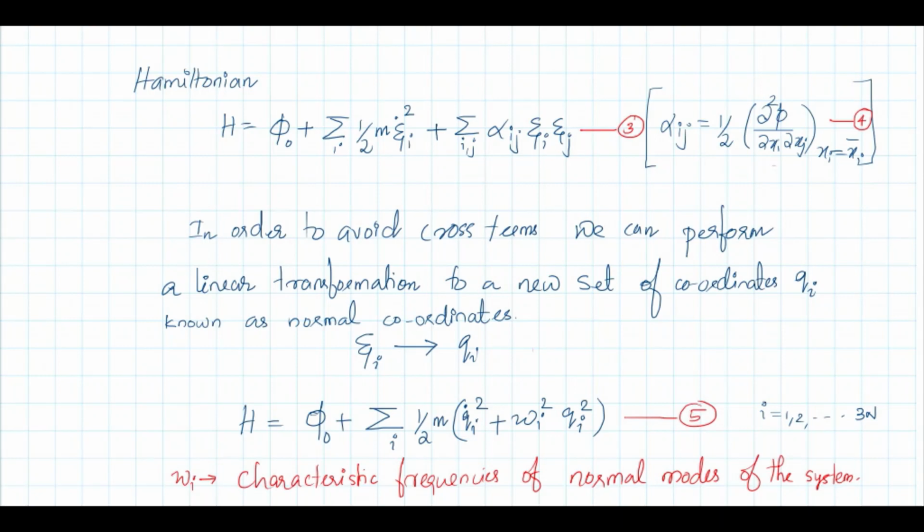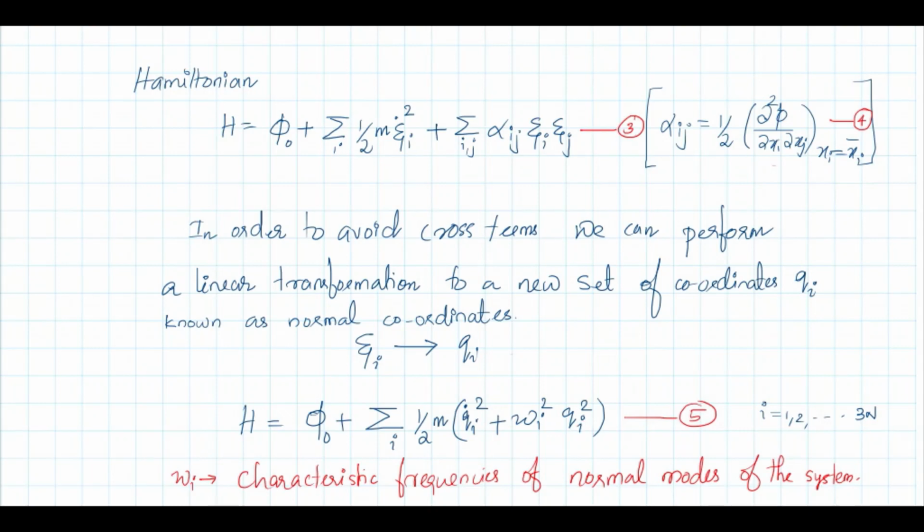So by defining a set of normal coordinates, we can write the Hamiltonian as H equal to φ0 plus sigma i half m into qi dot square plus ωi square qi square. What is the advantage of this notation? Here there are no cross terms. There are terms only like q1 square, q2 square, q3 square, not terms like q1 q2, q2 q3, etc. So the Hamiltonian doesn't have any cross terms when you define a set of normal coordinates.